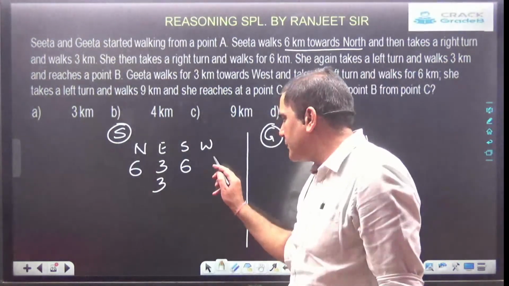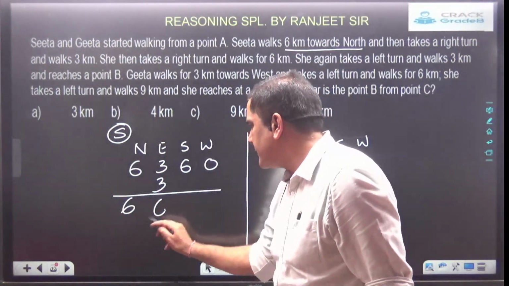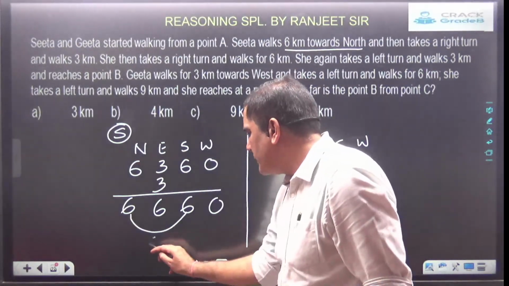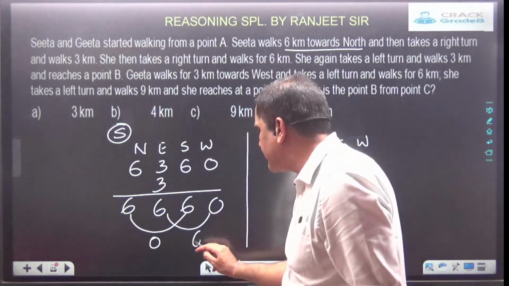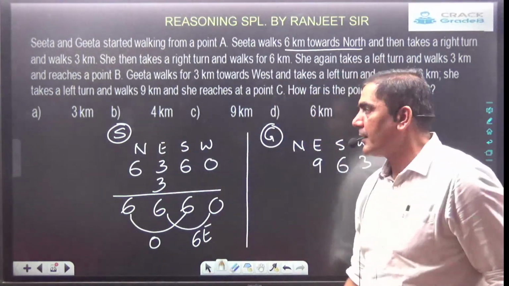Okay, let's go for the calculation now. This is what? 6. This is what? 6. This is what? 0. This comes out to be what? 6 east. So this is the calculation for Sita.